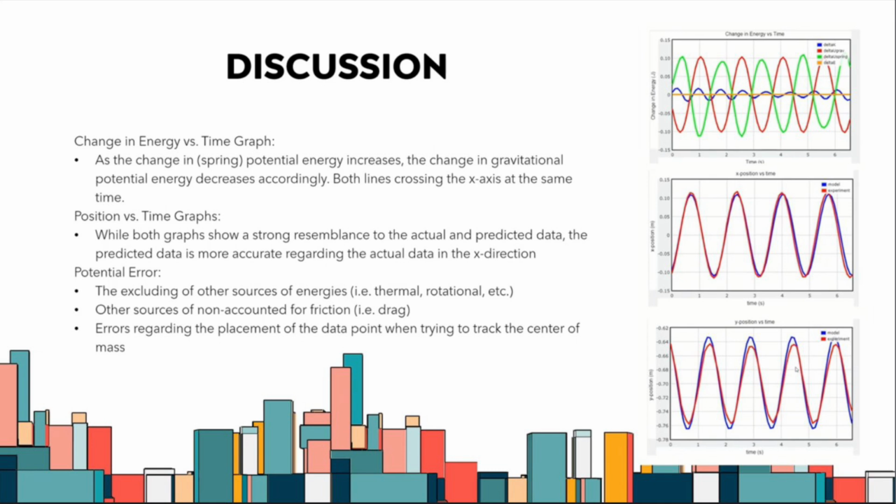Potential error: the excluding of other sources of energies, i.e. thermal, rotational, etc., other sources of non-accounted for friction, i.e. drag, and errors regarding the placement of the data point when trying to track the center of mass.